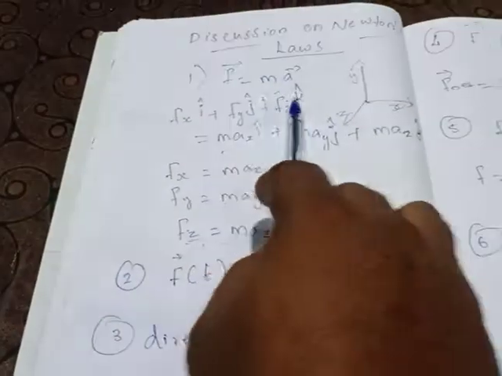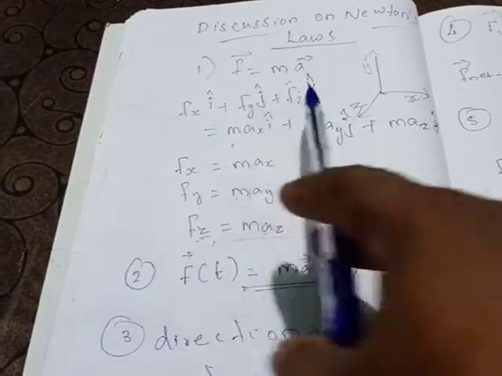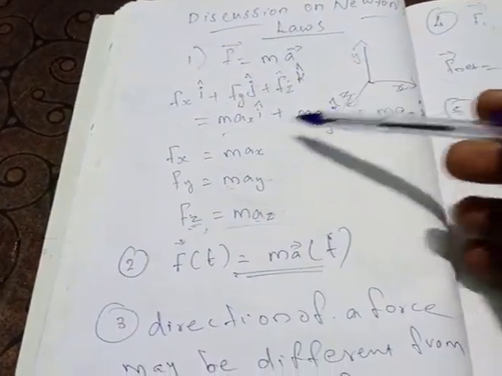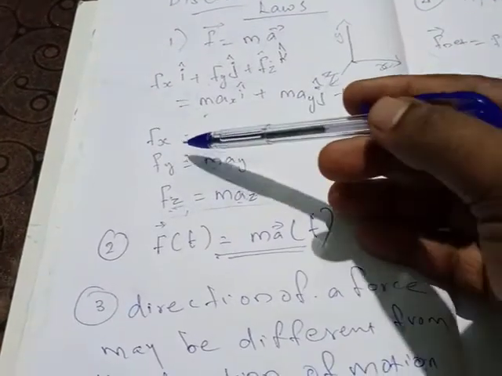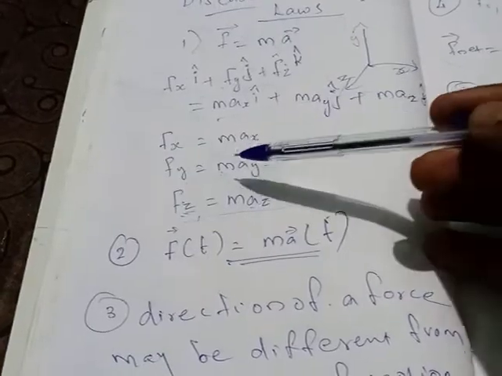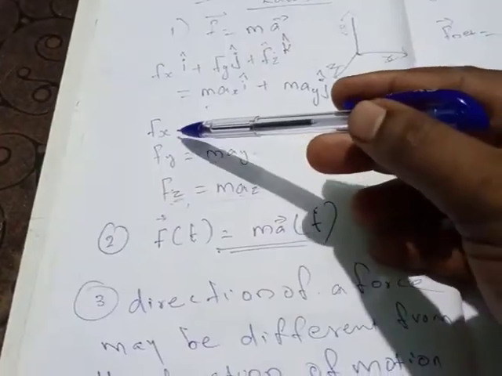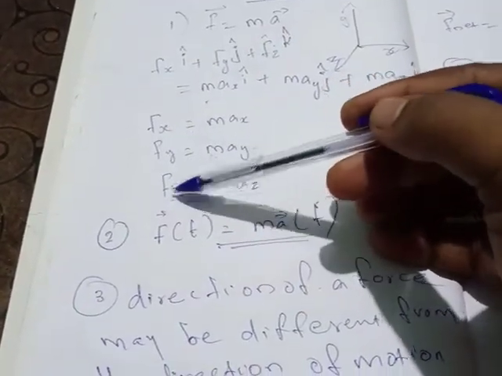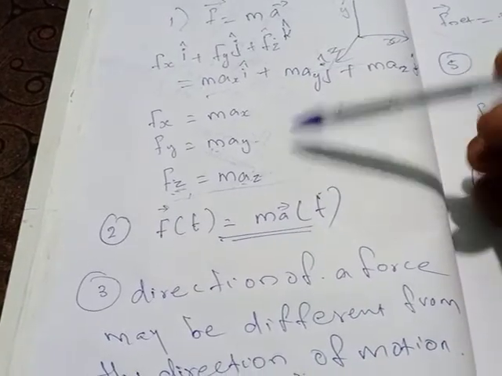First thing is, this is a vector law, and it contains what? Three scalar equations. We are writing these equations in a Cartesian coordinate system, and comparing this, we are writing the acceleration for the x direction, y direction and z direction.